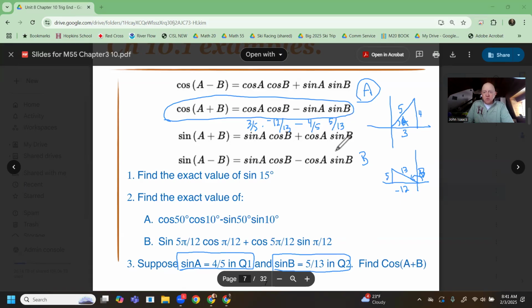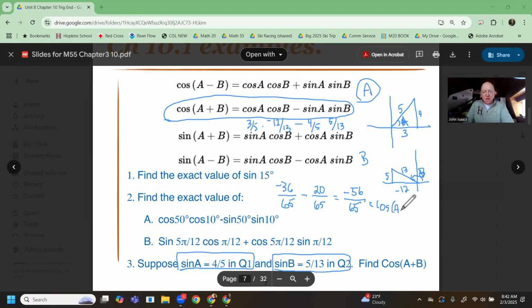And just do the math here. So multiply the two fractions and then subtract them. The denominators are both 65. It's convenient that they come out to common denominators for us. Both denominators are 5 times 13, which is 65. And 3 times -12 is -36. And 4 times 5 is 20. There's a negative sign there. So this is -56 over 65, right? And that's what cosine of A plus B equals.